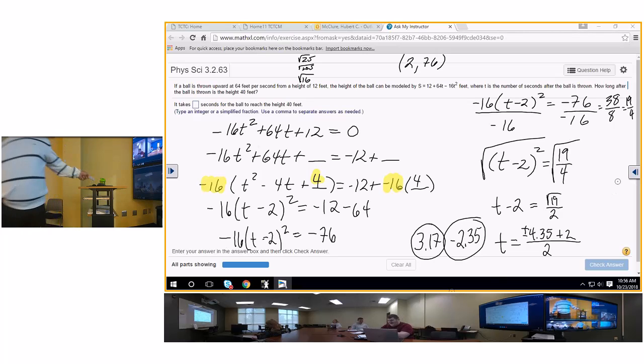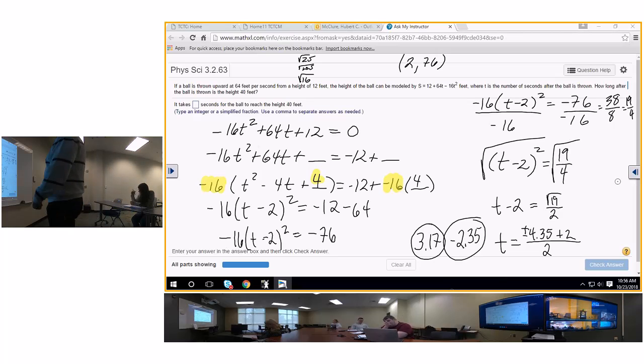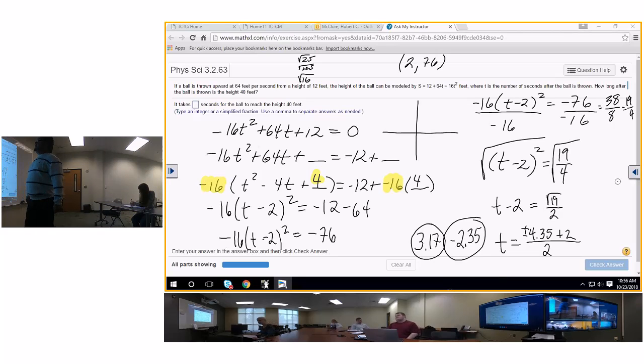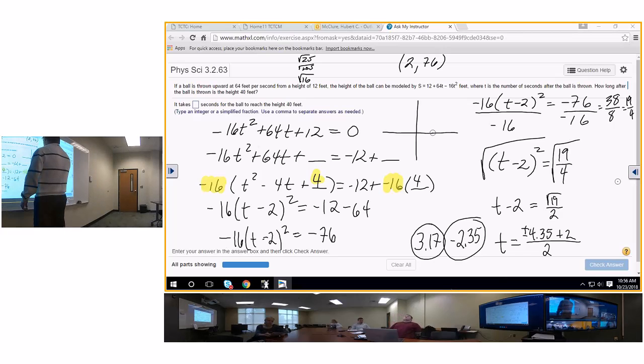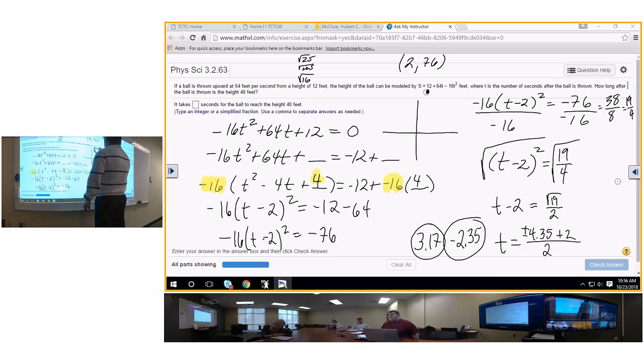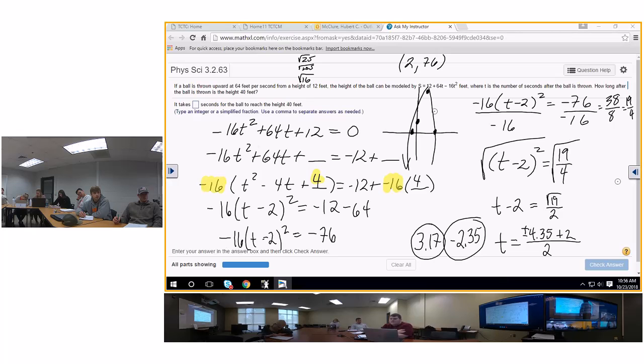All right. So we've got a drawing here, and 2 and 76. That's going to be way up here. We've got a y-intercept of what? Y-intercept of 12. X-intercept of negative 2.3. And a positive of 3. Something like that.